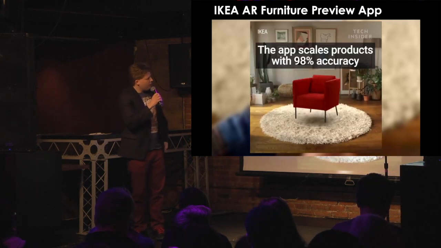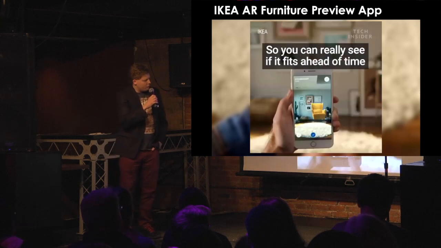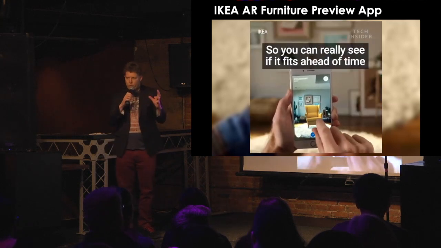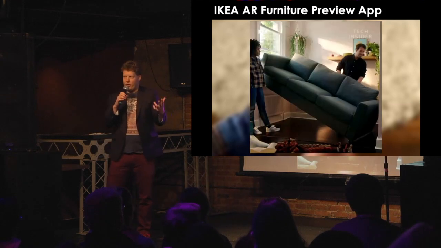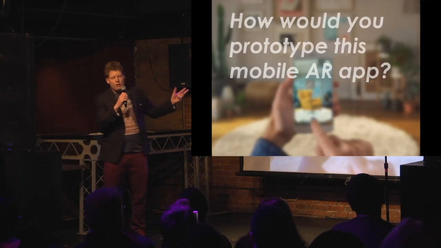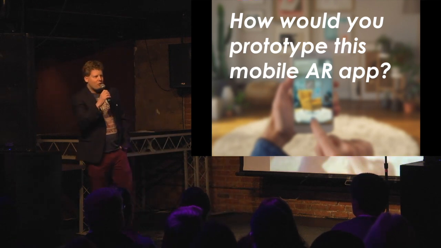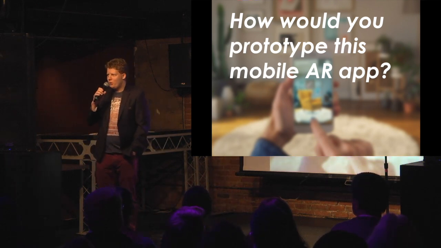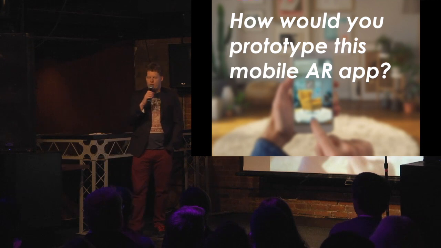So this is an example of IKEA Place, which allows you to, before you buy the furniture, place it virtually into your home and see whether it will actually fit. So this is a pretty typical augmented reality application. And so my question to you is, how would you prototype this mobile augmented reality app at the moment? My point here is that we're actually lacking methods and tools.